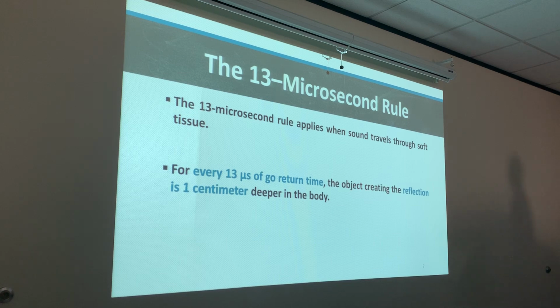Okay. So for every 13 microseconds of go and return time, the object creating a reflection is 1 centimeter deep in the body. Okay. So that's constant, guys. It doesn't matter. So that means if an object is 2 centimeters deep, then that's going to be 26 microseconds. Okay. That's 26 microseconds of go and return time.